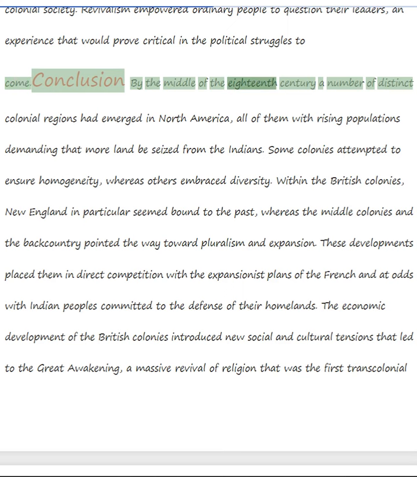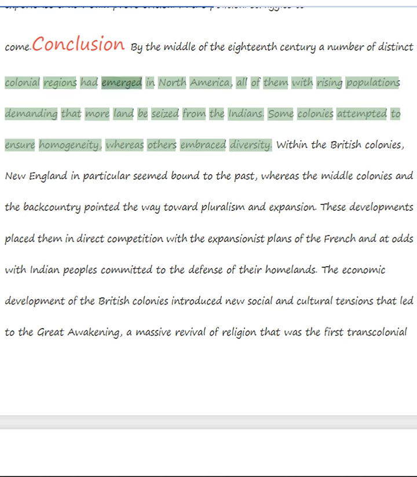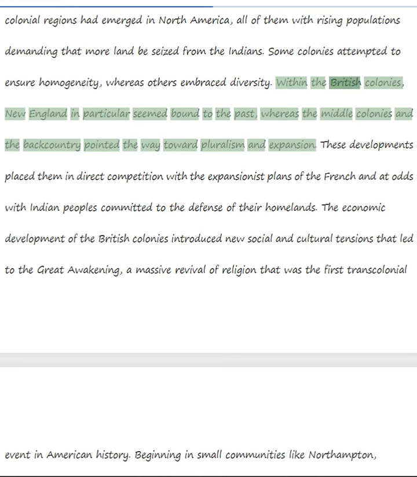Conclusion. By the middle of the 18th century, a number of distinct colonial regions had emerged in North America, all of them with rising populations demanding that more land be seized from the Indians. Some colonies attempted to ensure homogeneity, whereas others embraced diversity. Within the British colonies, New England in particular seemed bound to the past, whereas the middle colonies and the backcountry pointed the way toward pluralism and expansion.